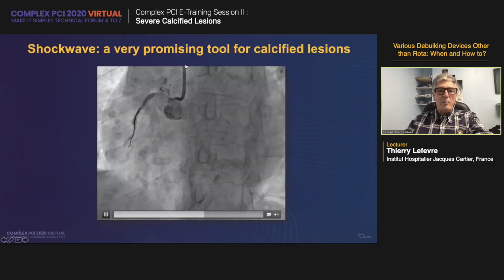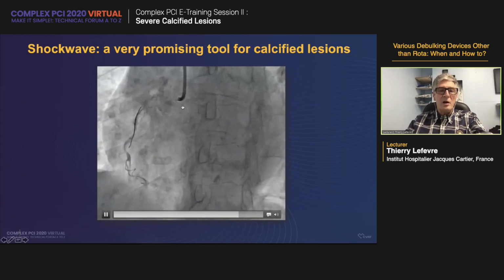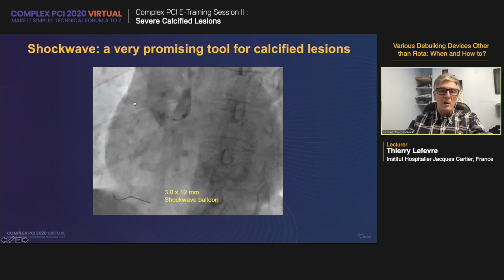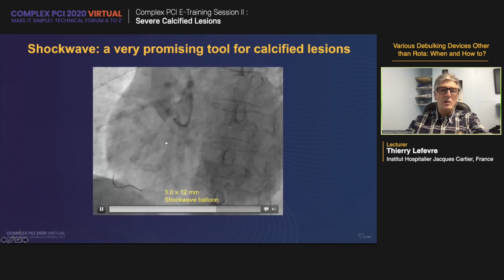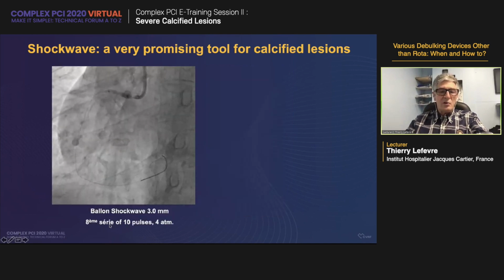You can see that we have poor support with the guide because the lesion starts at the ostium. We have crossed the lesion, and then we have predilated with a 1.5 balloon, just to have some space to be able to put the Shockwave balloon in place. This is a fluoroscopy showing that we're able to advance through the lesion with a 3.0 by 12 Shockwave balloon. And then we have activated 8 series of 10 pulses at 4 atmospheres. You can see there is still a waist after this.